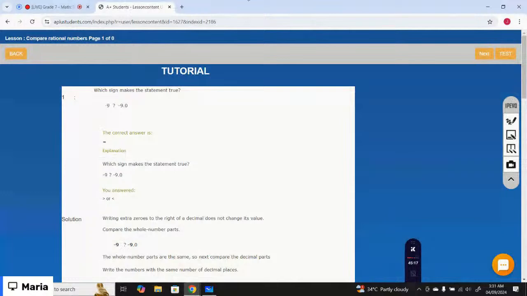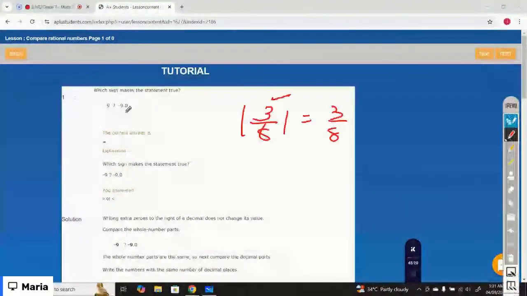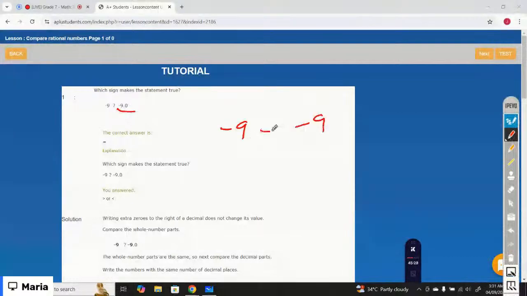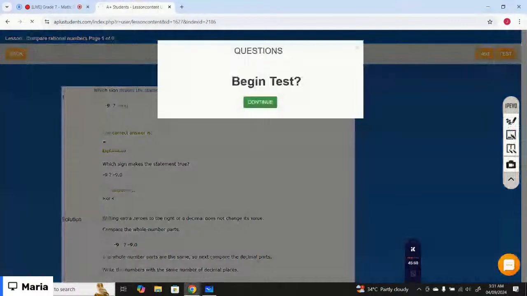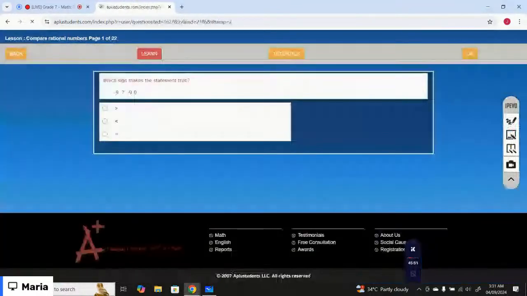So if you write 0 after the decimal point or you don't write it, they both are exactly the same, right? For this one, you can write it as negative 9, so they both are exactly equal. On the right hand side of the decimal point, adding 0 does not change the value of the number. So both numbers are exactly equal. Let's just start with the test questions. Negative 9 and negative 9.0, that's the one.